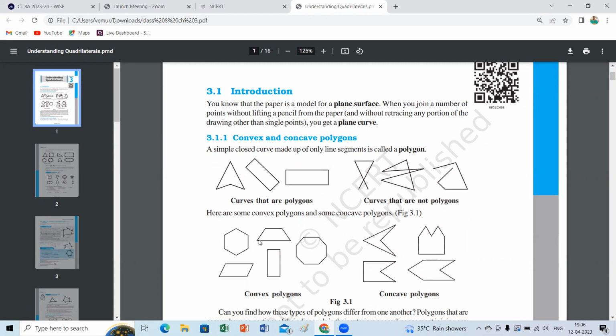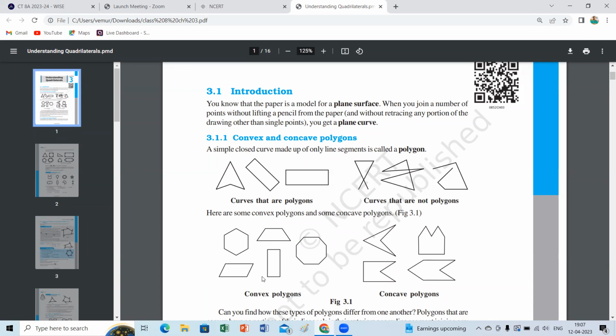This is a four-sided polygon, a quadrilateral. This is also a four-sided polygon. What is the name of this figure, children? Of course, it is a hexagon. And this one? It's a quadrilateral, of course, because four sides are there. Any particular name for this figure? No, ma'am. Trapezium. It's a trapezium.